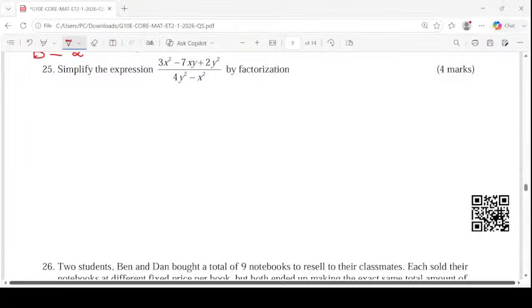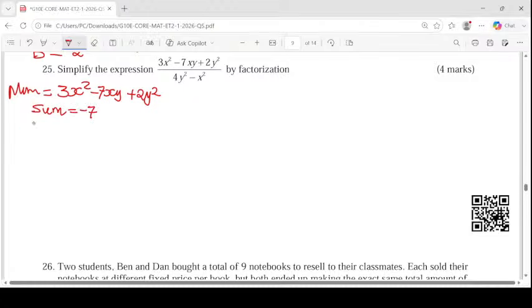Question number 25. Simplify the expression 3x squared minus 7xy plus 2y squared over 4y squared minus x squared by factorization. Let me start by working out my numerator. I have 3x squared minus 7xy plus 2y squared. I'm going to look for two numbers whose sum is negative 7 and whose product is 6. The two numbers are negative 1 and negative 6.